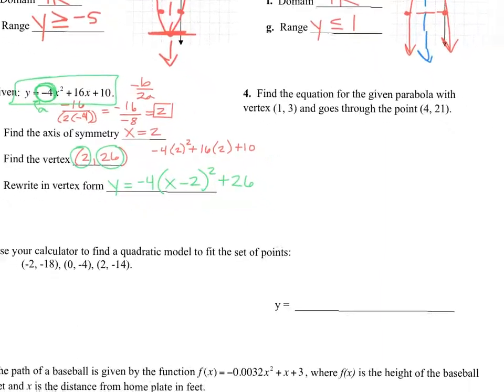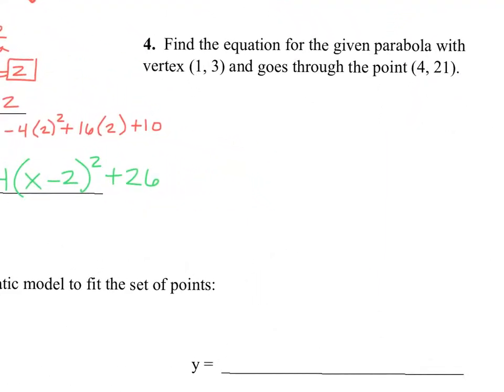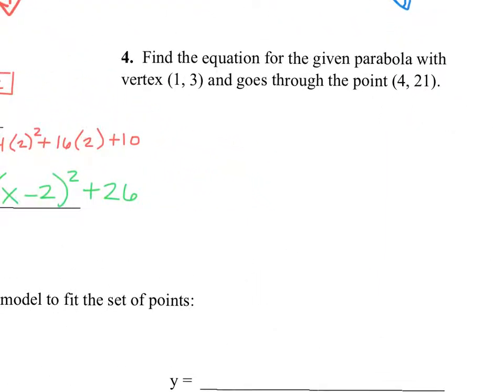All right, number 4 says find the equation for the given parabola with a vertex of 1, 3 that goes through the point 4, 21. What variables can you give your vertex? H and K. Okay? X and Y are going to be your 4 and your 21. So let's start with just plugging in the H and K.